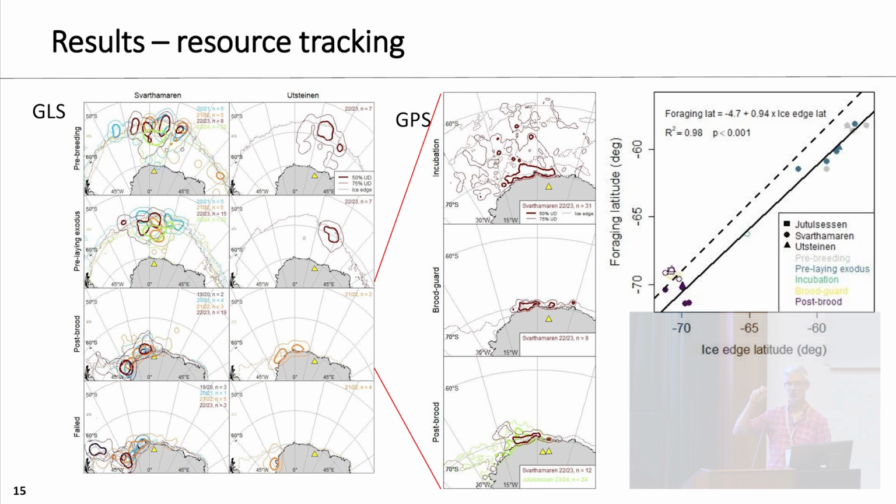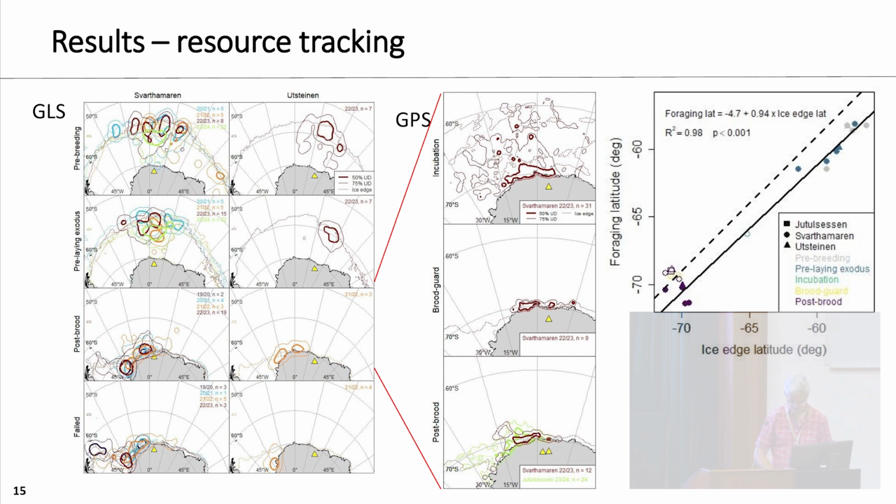If we zoom in using GPS data to the core breeding period, incubation, brood guard, and post-brood, you can see during incubation they're going very far out to the ice edge. As the ice melts, which is that contour across the middle there, they're very close in brood guard, very close to the coast. And then in post-brood, when the ice recedes right down into the Weddell Sea, they're following it down there. And so again, we get this relationship between foraging latitude and the latitude of the ice edge.